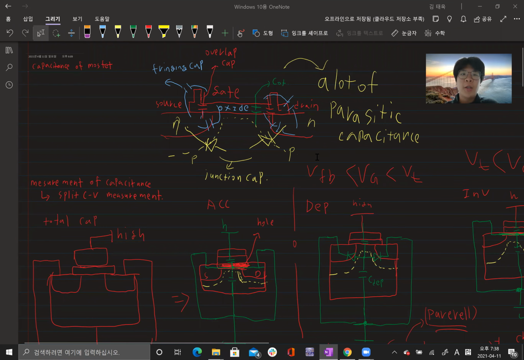There are a lot of capacitances in a MOSFET, which means parasitic capacitance. For example, there are fringing capacitors, inner fringing capacitor and outer fringe. Also, there is an overlap capacitance, and we have an oxide capacitance. And there is a junction capacitance. It is because the body and substrate, substrate and drain, and substrate and source are PN junctions with each other.